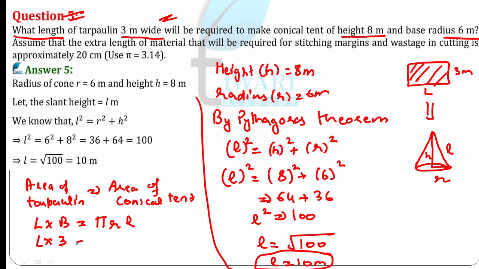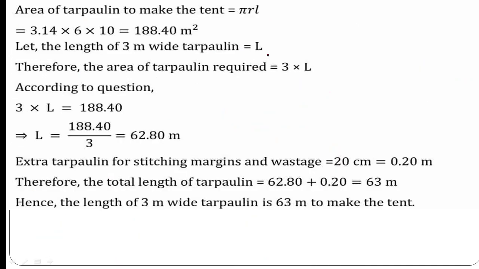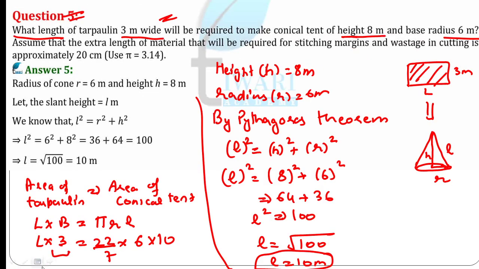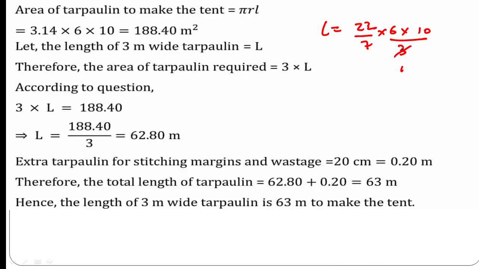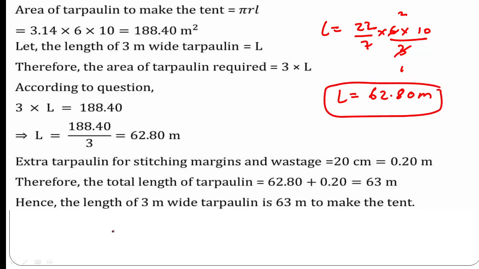So L into 3 is equal to 22/7 into the radius 6, into the slant height 10. So you will calculate the value of this L. L is equal to 22/7 into 6 into 10 divided by 3, the 3 will divide on the other side. On solving you will obtain 62.80 meter. So this length of tarpaulin is used.